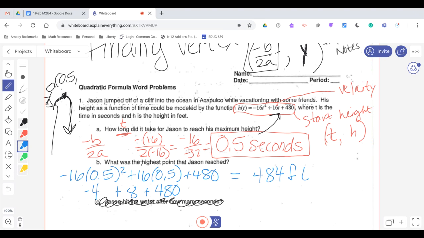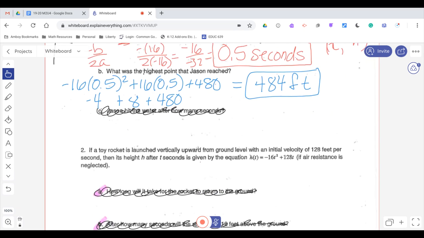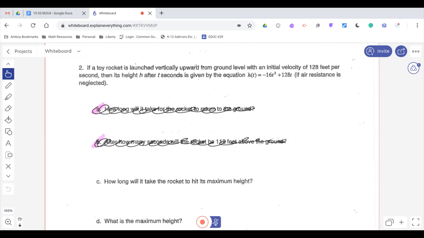So his maximum height was 484 feet, and that kind of makes sense. If you take a little bit of a jump, his starting height from the cliff was 480. So after he jumps, he's going to be about 484 feet up in the air. This is all part of our vertex. Okay, let's try another question.